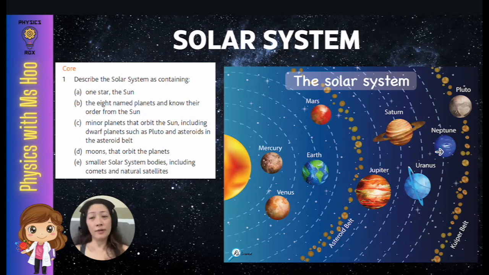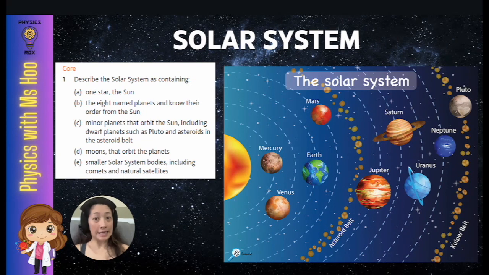You need to know that the solar system contains minor planets, such as the dwarf planets, including Pluto, and the asteroids in the asteroid belt. You need to know the solar system contains moons, which orbit the planets, and also the solar system has other smaller bodies, such as comets and natural satellites.